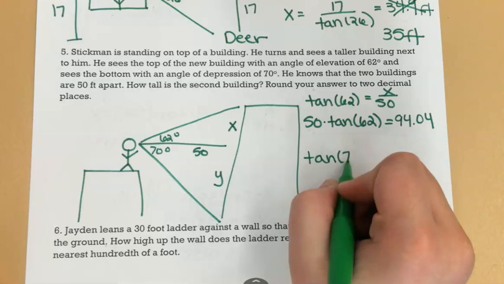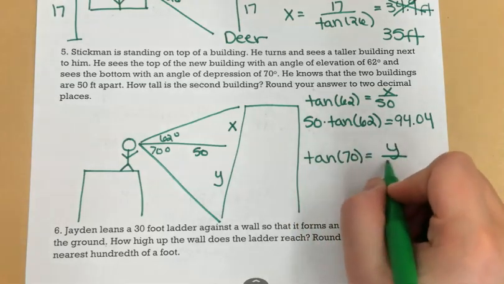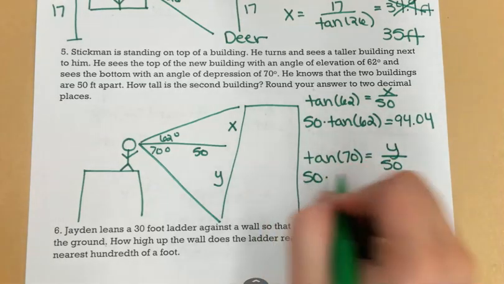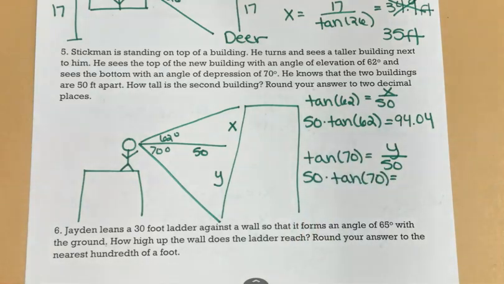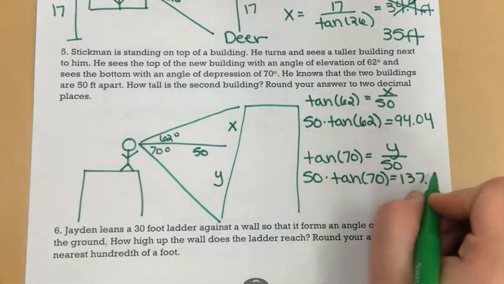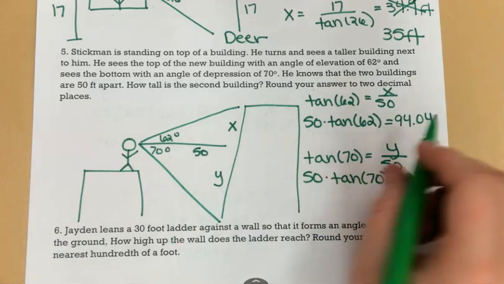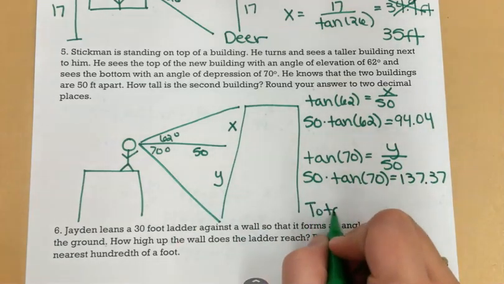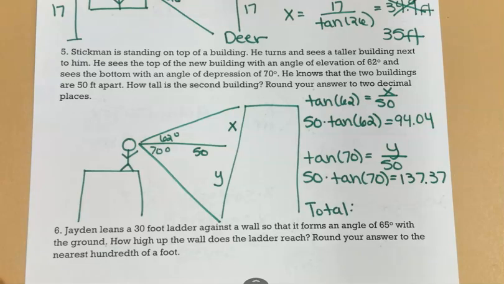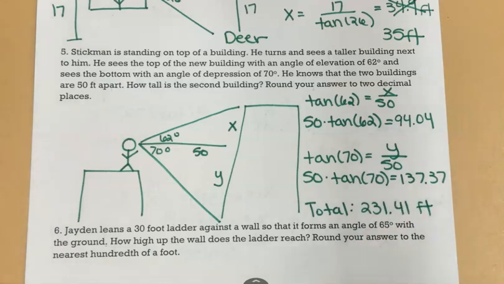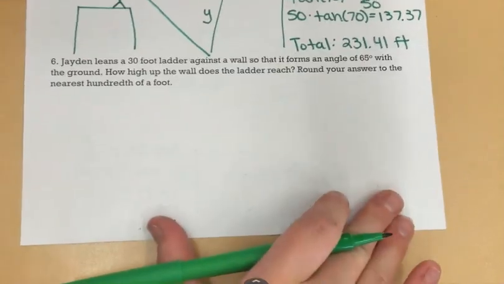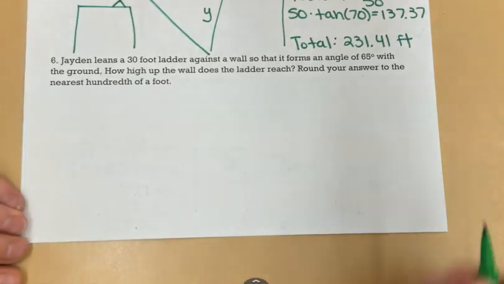Then moving on to y, y is the opposite, 50 is the adjacent. So again, I'm going to use tangent, but this time it's for 70. So 50 times the tangent of 70 is what will give me my y value. And again, rounding to 2 decimal places, that is 137.37. So when I add those two together, my total height is going to be 231.41 feet.